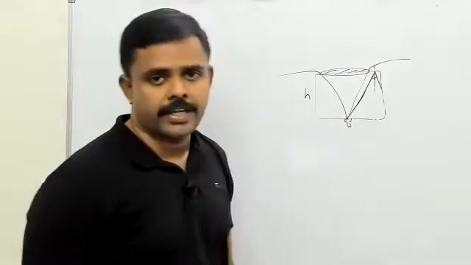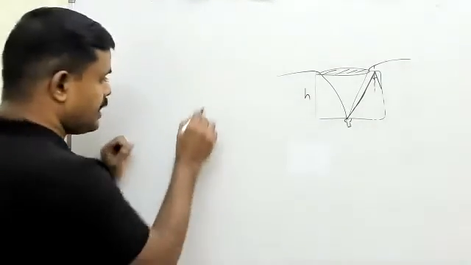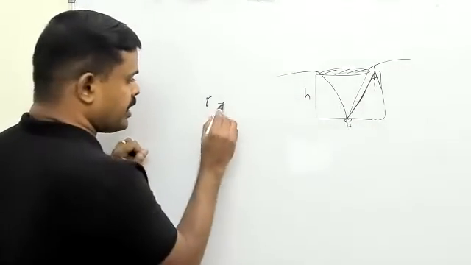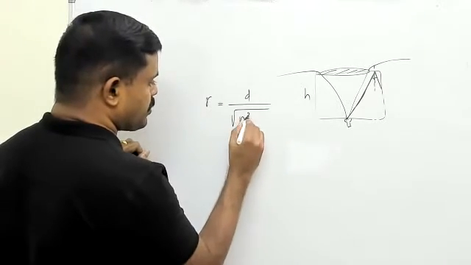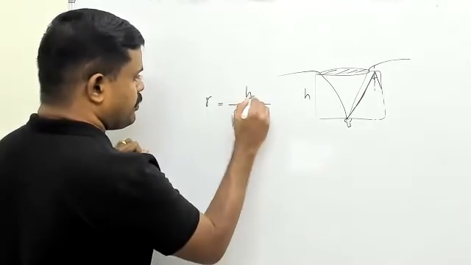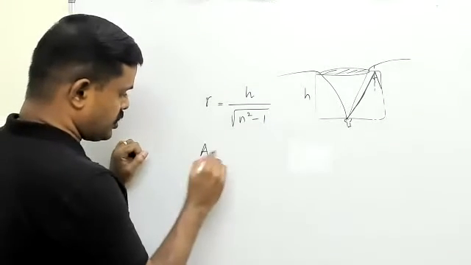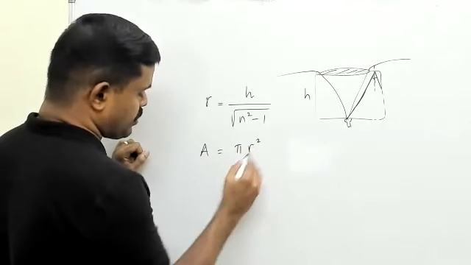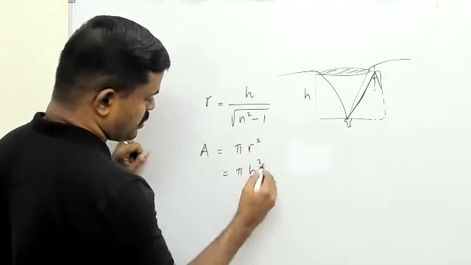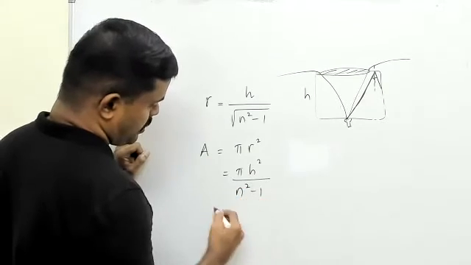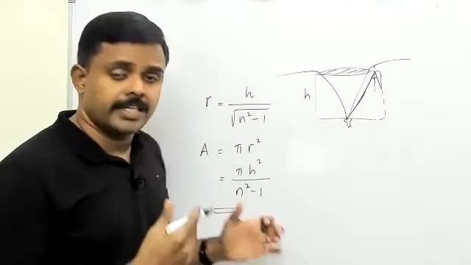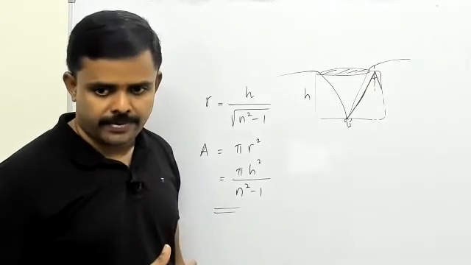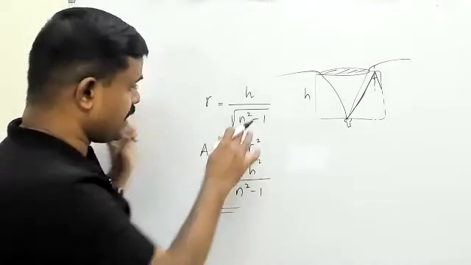Determine the radius and area of the circle. I am not doing it. It's a 3-mark question. Determine the radius means you have to do this derivation. R is equal to d by root of n square minus 1. They have used h here. So R is h by root of n square minus 1. Area is pi r squared, so pi into h square by n square minus 1. Just write this. But they are asking you to determine. Determine means you have to derive.